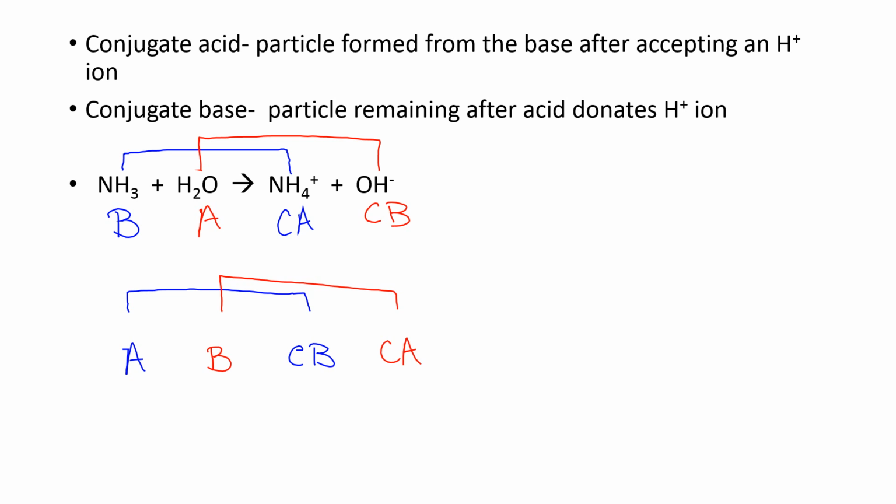Let's look at one more example. This one, we have nitric acid and water producing nitrate and the hydronium ion. Remember, H3O+ is the hydrogen attached to water to make hydronium. So here, our nitric acid and nitrate are closely related, and our water and hydronium are closely related. So from nitric acid to nitrate, it lost a hydrogen. So nitric acid is our acid, and it becomes our conjugate base.